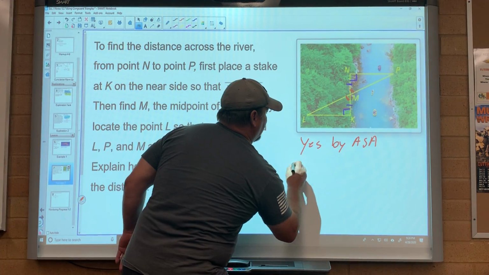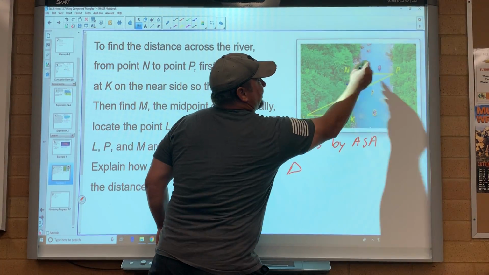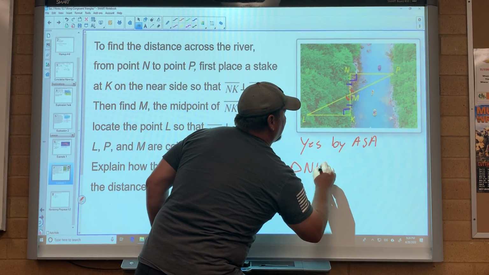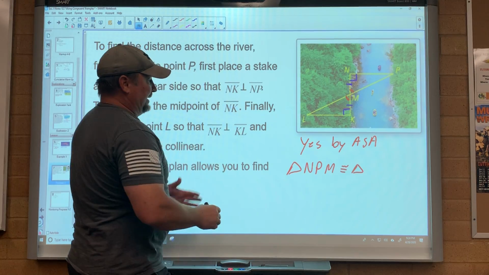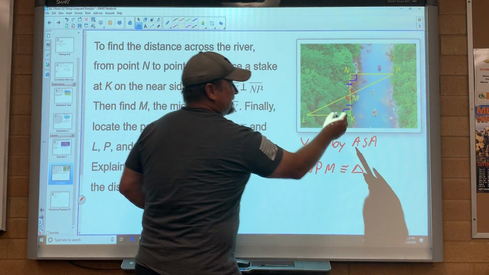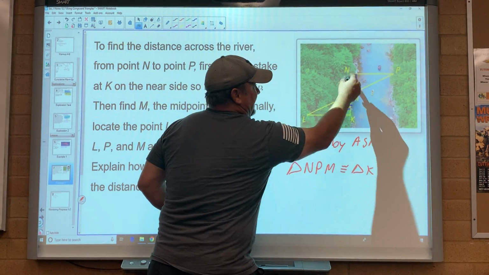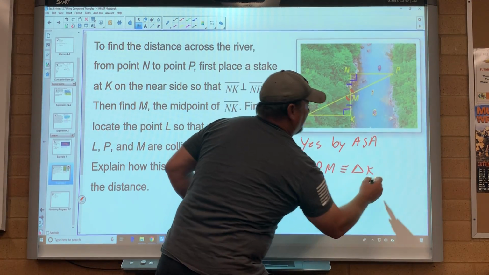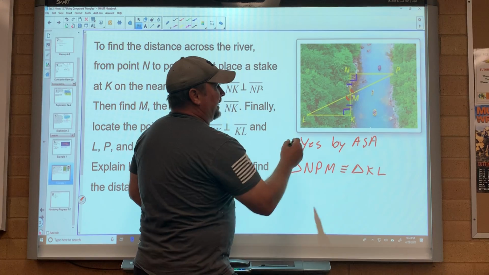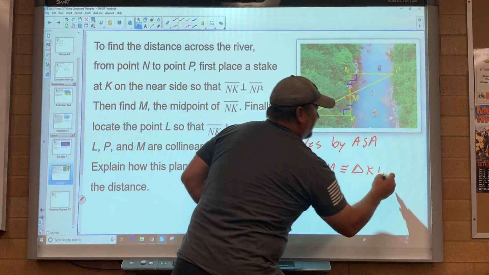And now watch, I'm going to name the top triangle. NPM is congruent to triangle... now, if I said N, I've got to say K. Because N had a 90, this has a 90. P went with L. And then M obviously is with M.